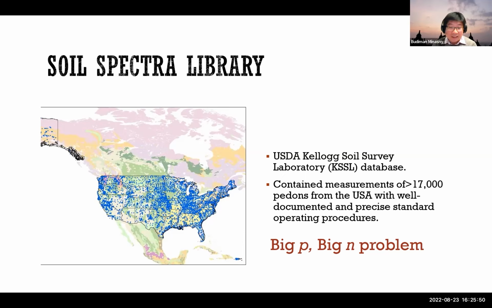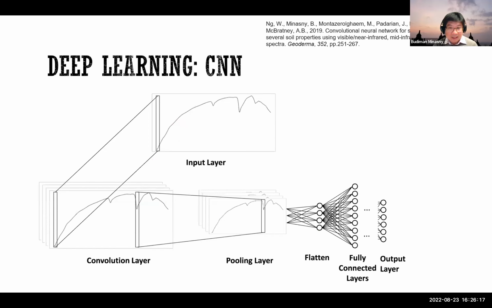In this case, when we did this analysis a few years ago, there were about 17,000 soil samples. Now they have increased it, maybe, I don't know, 30,000 soil samples. Now it becomes a big P, big N problem. We have spectra data of about 2,000 variables, and your N will be in the range of 20,000 to 30,000 data points. And I think Jose has told you about deep learning, so I won't go into it. So we looked at deep learning. Can deep learning give us something better?